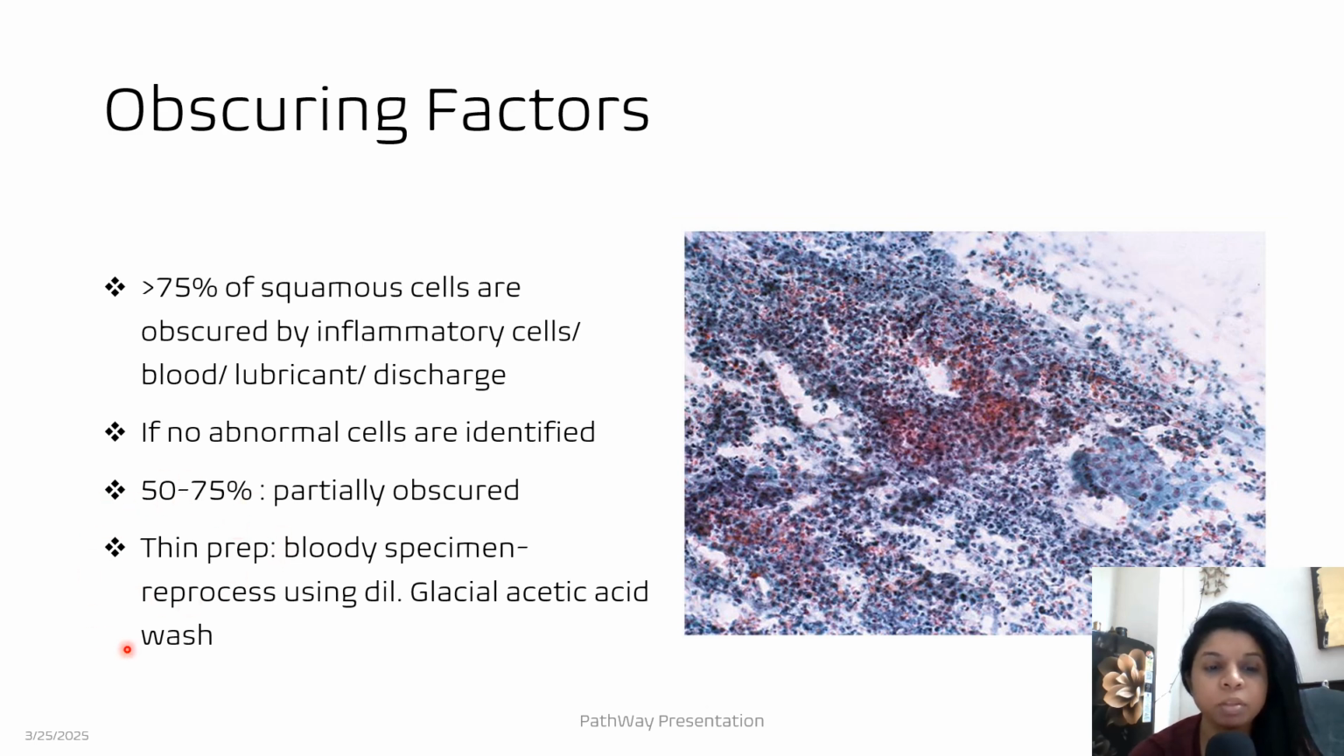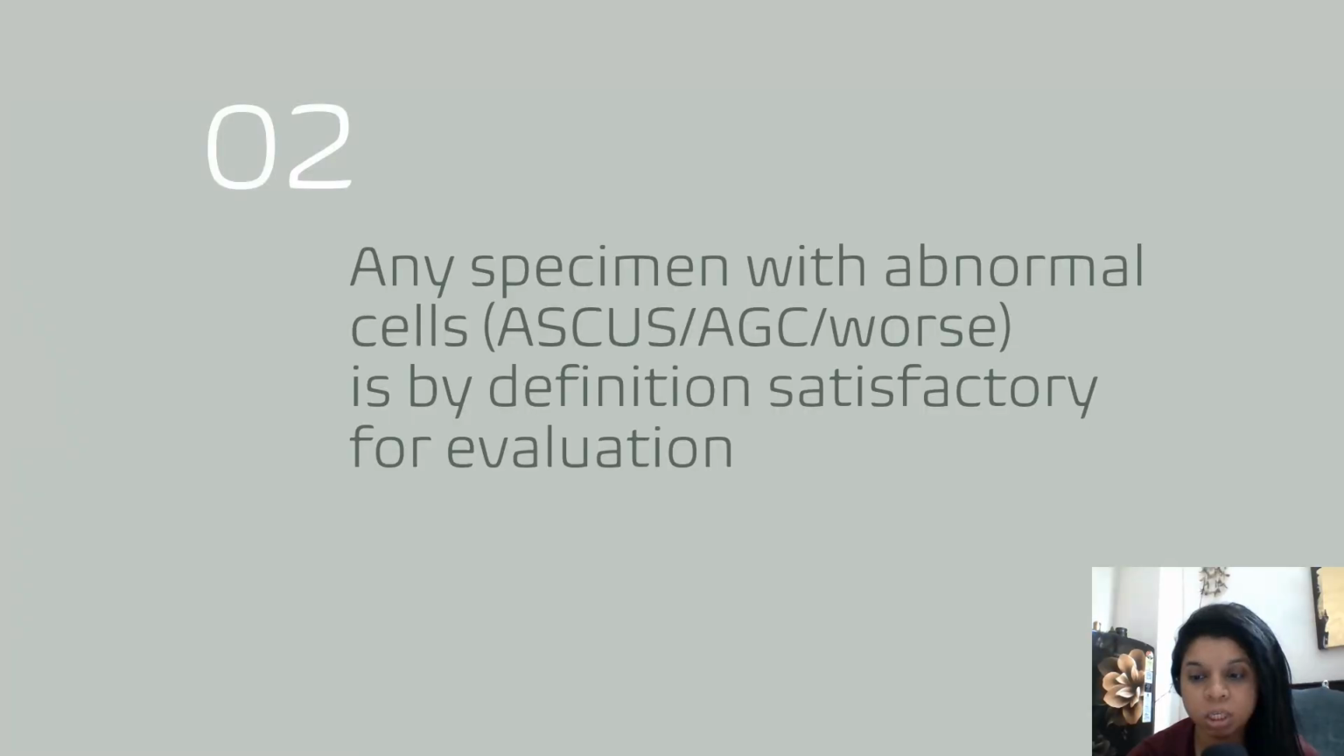In the thin prep method, there is a key point: if you are seeing a very bloody specimen in the first slide, you can reprocess the slide using a dilute glacial acetic acid wash. If you know the specimen is bloody, then you can process it with dilute glacial acetic acid wash. Then the obscuring factor will be decreased to a very low level.